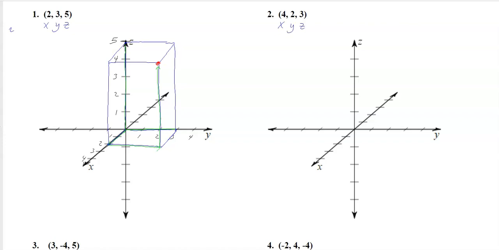and 3 in the z. So let's come 4 to the x. Right there, there's 4. And now I need to go positive 2 in the y. Well, if I go over to 2 in the y, that's this direction.